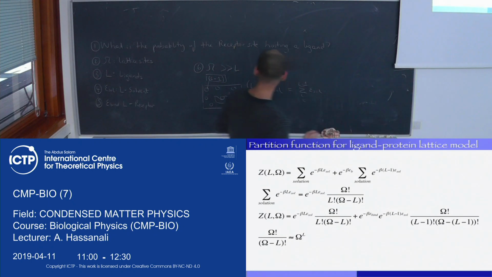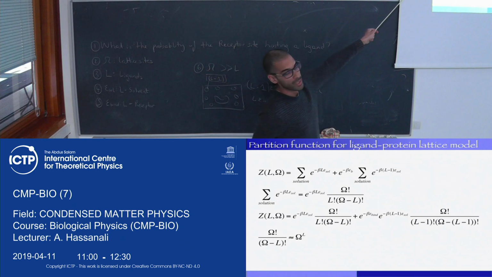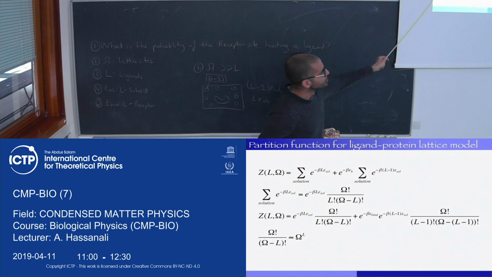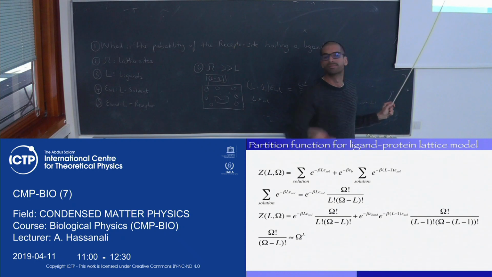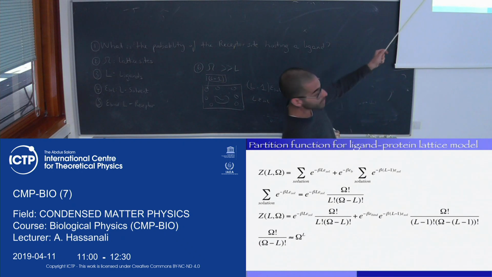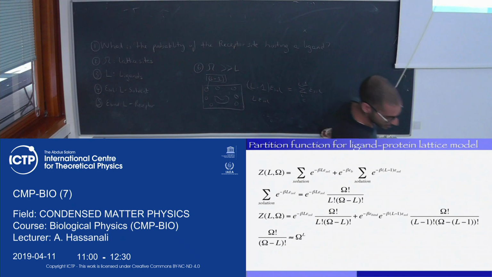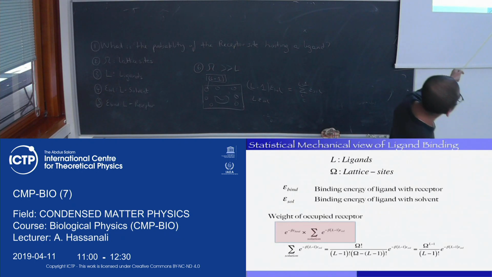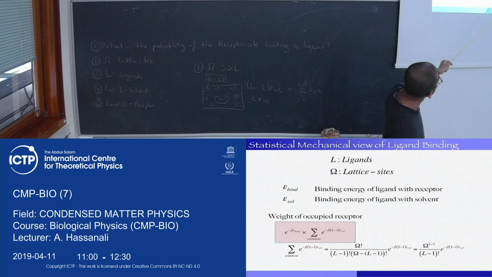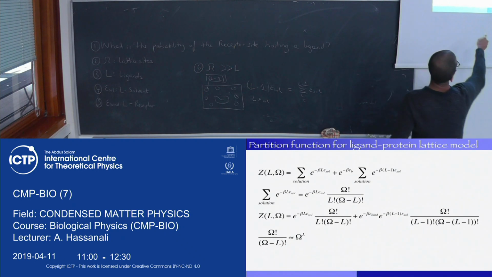When I have this empty, now I have L of them. Okay, so I get L E sol. And now I have to multiply the Boltzmann factor, and I just do the same multiplicity, so the combinatorial part. So the probability of the ligand occupying the receptor site is the ratio of this to this thing.